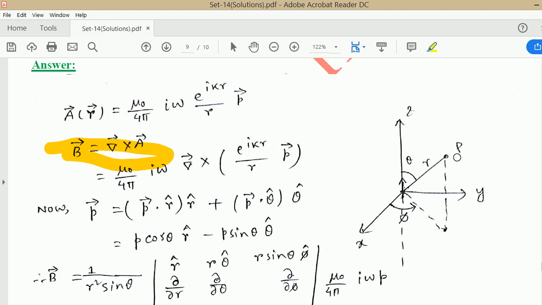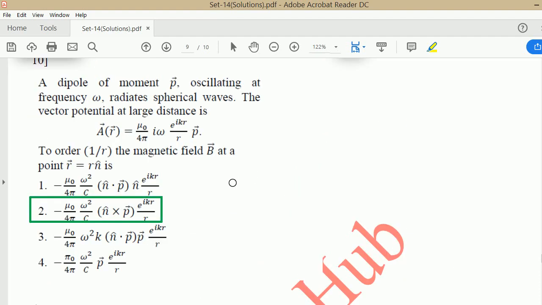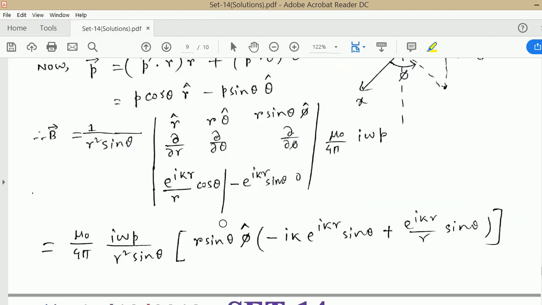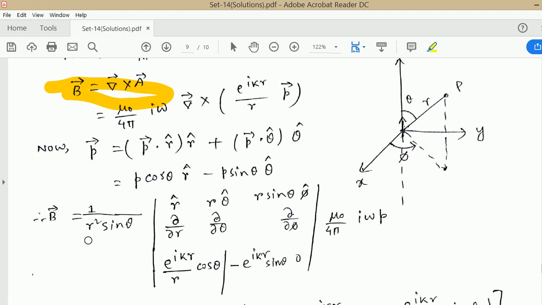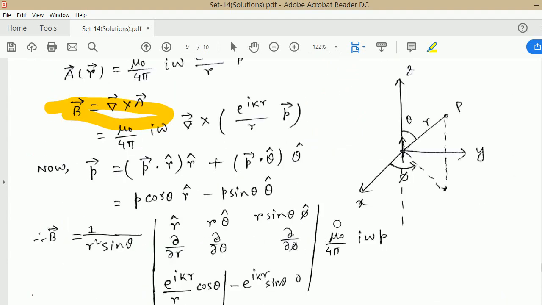So this is the situation of this dipole. This is a radius vector and we are calculating the field at this point P. So B equals curl of A, and if we have a vector A and we have to find its curl, this is the standard formula: 1 by r squared sin theta times the determinant with r cap, r theta cap, r sin theta phi cap, and del del r, del del theta, del del phi. This is for this term, and here we get A_r, r A_theta, and some phi-related term is there, but there is no phi-related term in this p, so we have to put 0 here.